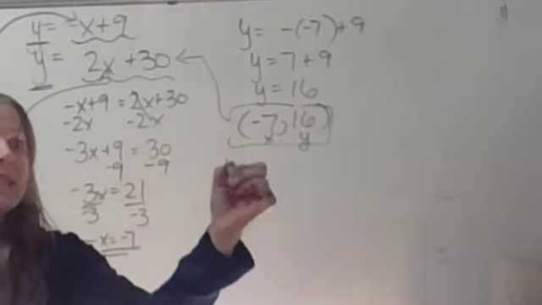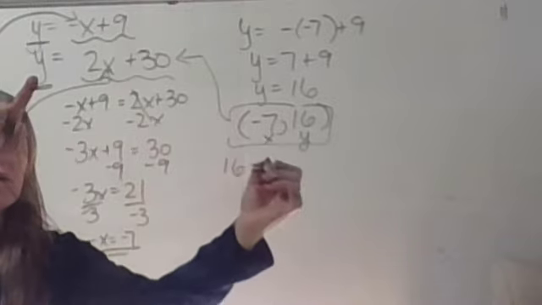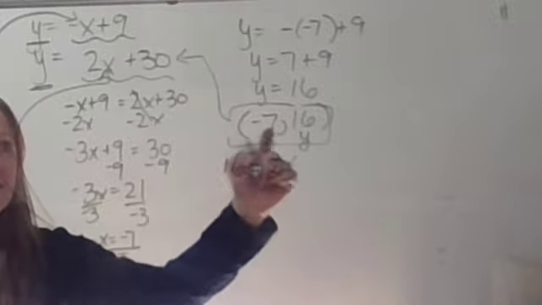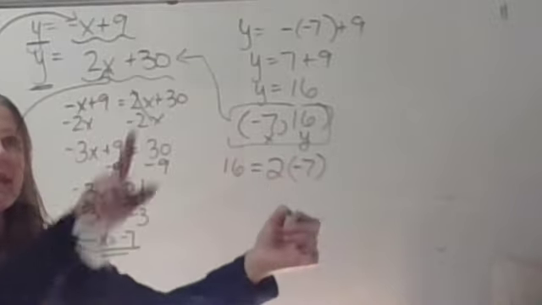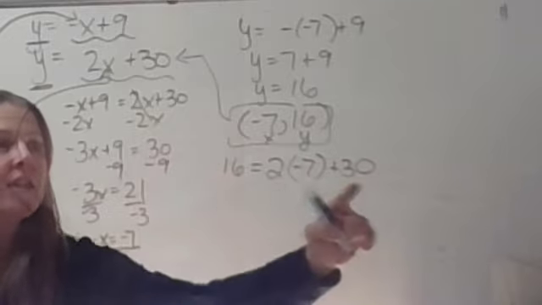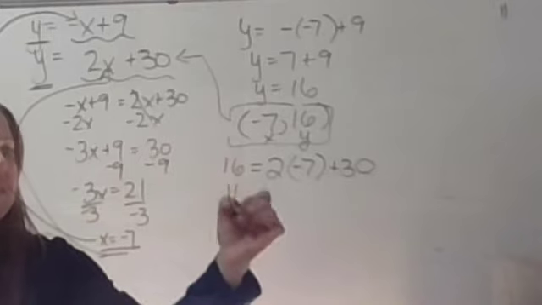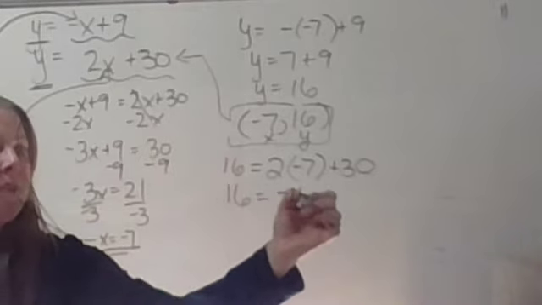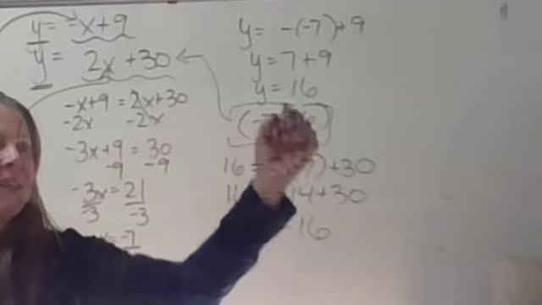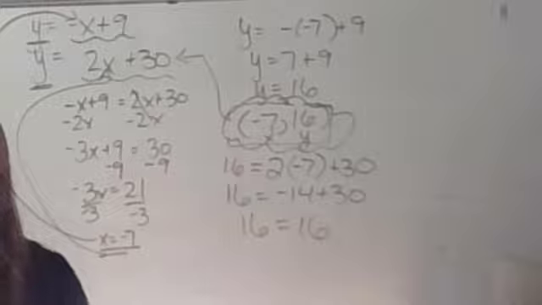So 16 goes in for this y. Right here, y equals 2 times x, but instead of x, we're substituting in the -7, and then you have the plus 30 still. So if this works, we are going to be certain that that's correct. So 16 equals -14 plus 30, and look at that. It's a great moment to be alive. That is the correct answer for sure.